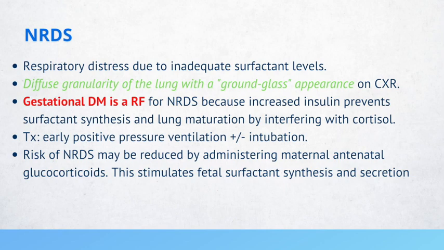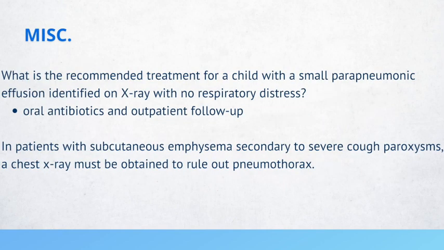What is the recommended treatment for a child with a small parapneumonic effusion identified on X-ray with no respiratory distress? Oral antibiotics and outpatient follow-up. Another high-yield point is that in patients with subcutaneous emphysema secondary to severe cough, a chest x-ray must be obtained to rule out a pneumothorax.